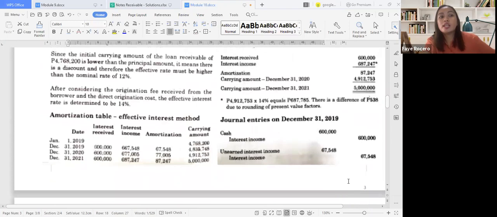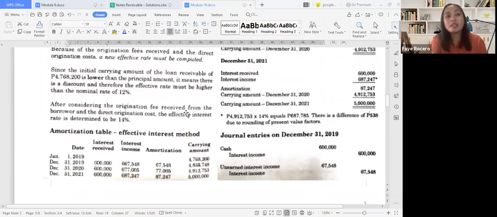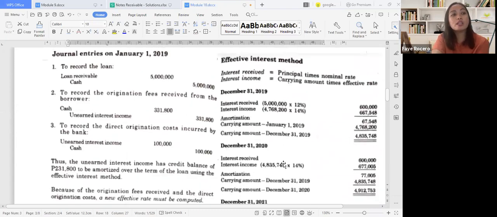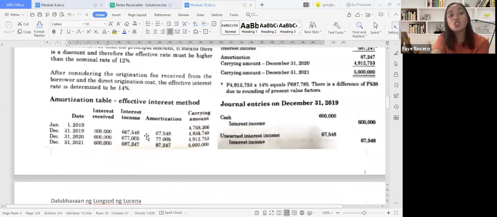Okay. For journal entries, how are we going to recognize this? On December 31, 2019, we received interest payment, or we collected interest from our borrower. So debit cash, credit interest income, 600,000. For the amortization of unearned interest income, take note the balance of our unearned interest income is credit balance, right? So to recognize the amortization, since this is additional income, you debit unearned interest income, credit interest income. 67,548 based from our table.